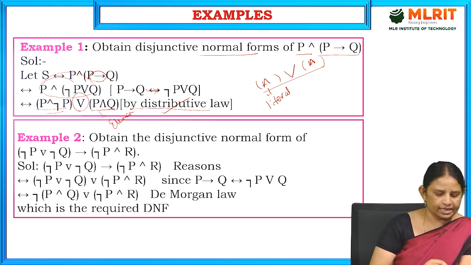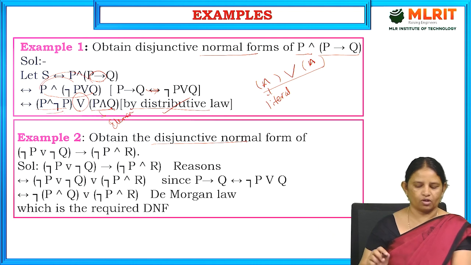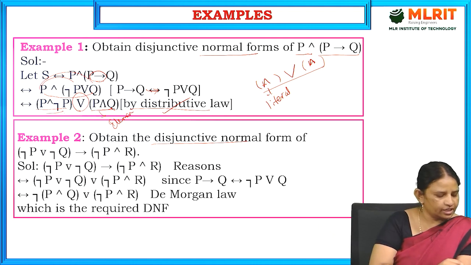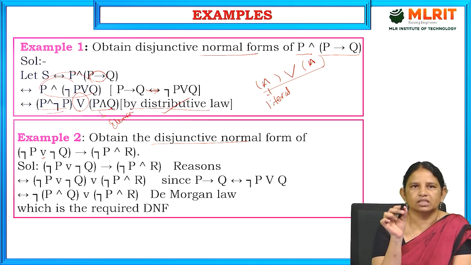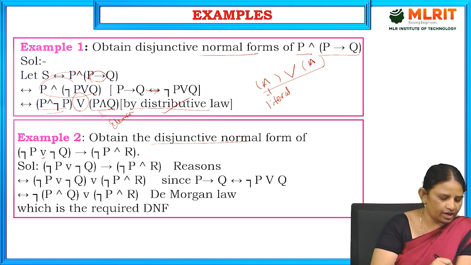So what is the second example? Obtain the disjunctive normal form for the given statement: negation P or negation Q implies negation P and negation P and R. This is the given statement. So what are the implications that are present? There is one implication.